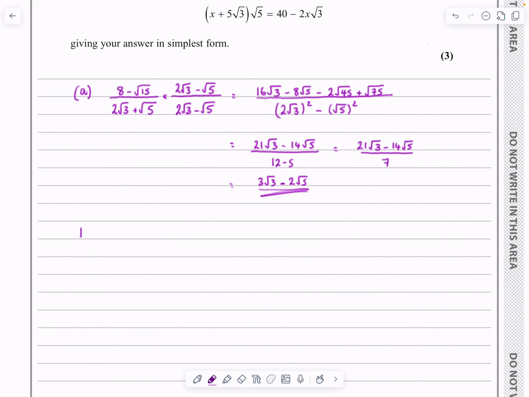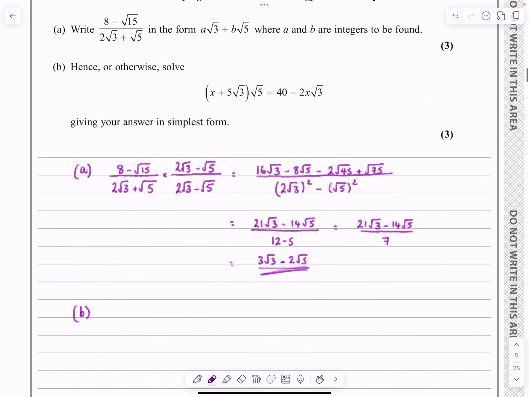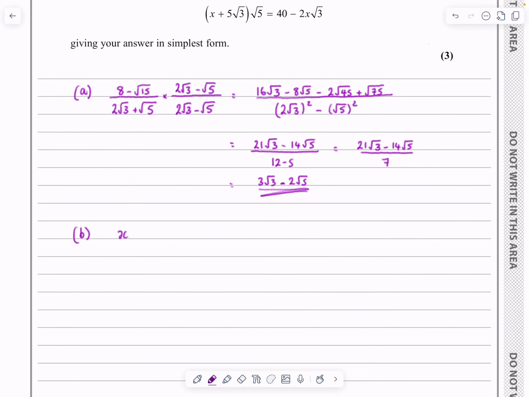Part B then says hence or otherwise, so that means hence, solve this equation. So I've already got a sort of a theory that when I go through and do this, I'm going to end up with something that involves 3 root 3 minus 2 root 5. It might be that I end up with this division here, but I'm just going to go ahead and do it like I would normally if I was given the question. So I've got x plus 5 root 3 multiplied by root 5 is equal to 40 minus 2x root 3. So all I'd do is multiply out the brackets and then I'll try and get the x's all onto one side. So if I'm going to do that, I'm going to do it really slowly.